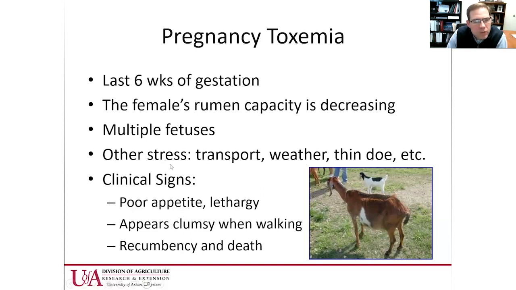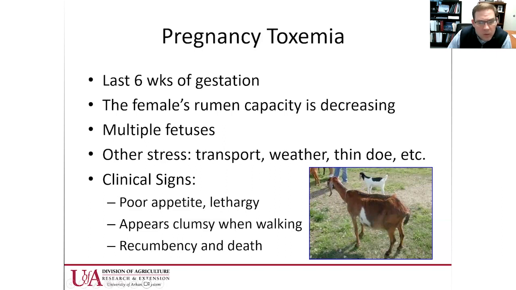And then we can have other stressors. Like one I mentioned is weather. When it gets real cold, like we were experiencing last week and the week before, that's a huge energy drain for the animal just to try to maintain normal body temperature. And plus they've got these big growing fetuses inside. So what happens is they use up their reserve, and oftentimes we'll see it on an animal that's overly thin, and we start to see clinical signs that develop.